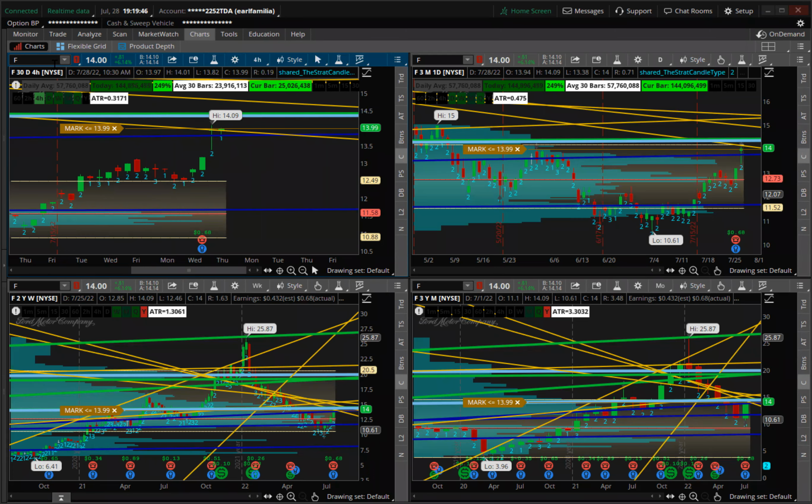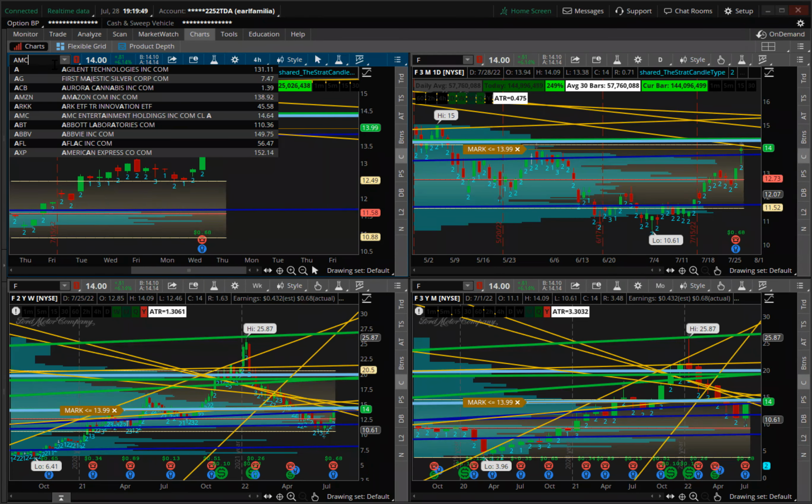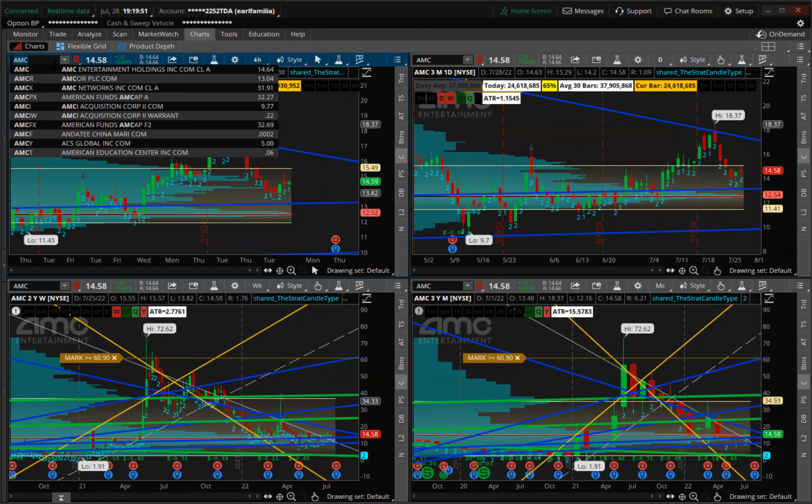AMC, we were not as favorable on to the upside. It was one of those trades where I felt like it could potentially reverse back down, but it's in that I-don't-know zone for me. So I'm inclined to leave it alone if I look at other potential trades to take for tomorrow. It's just a little too much conflict in comparison to some of the others.